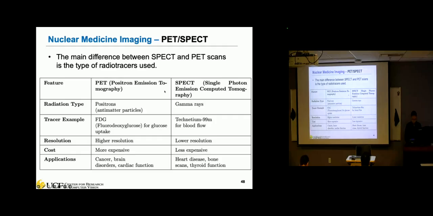And there are some differences between the SPECT and the PET scans, right? The fundamental difference is that these two imaging modalities use different types of radioactive tracer. Okay, so PET uses positrons, and SPECT uses gamma rays. Okay.